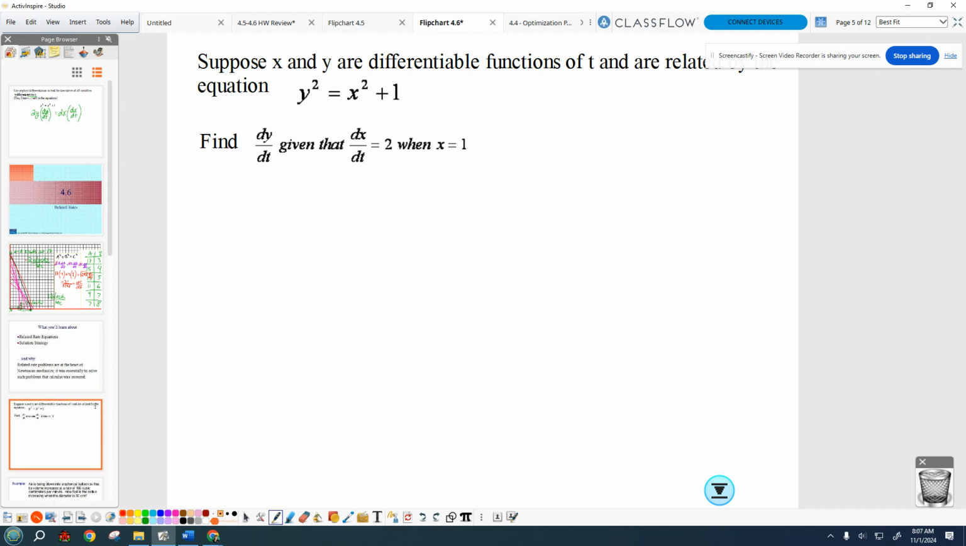So can you finish the warm-up question? This is the same question from the warm-up. Find dy/dt if I tell you now more information. dx/dt is 2 when x is 1. What is dy/dt?